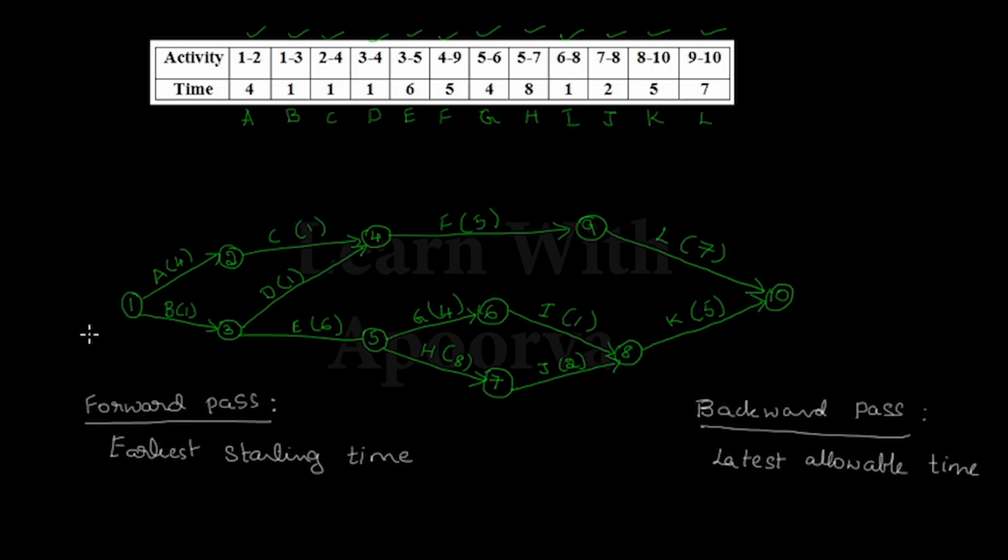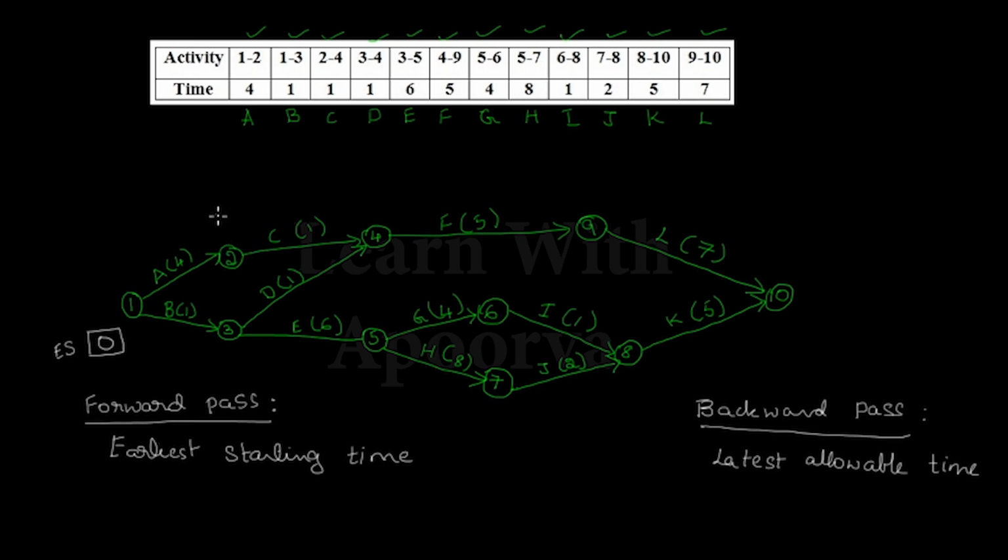So to start with, we are going to start with node 1, which is the initial node of the network. The initial node of the network will always have the earliest starting time as 0. After we identify it for node 1, let's move on to node 2.